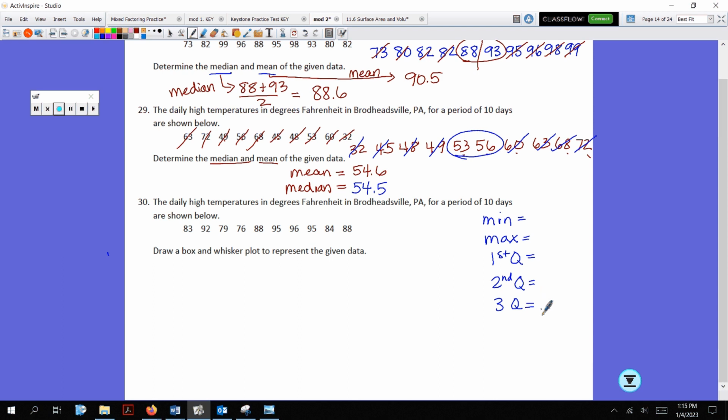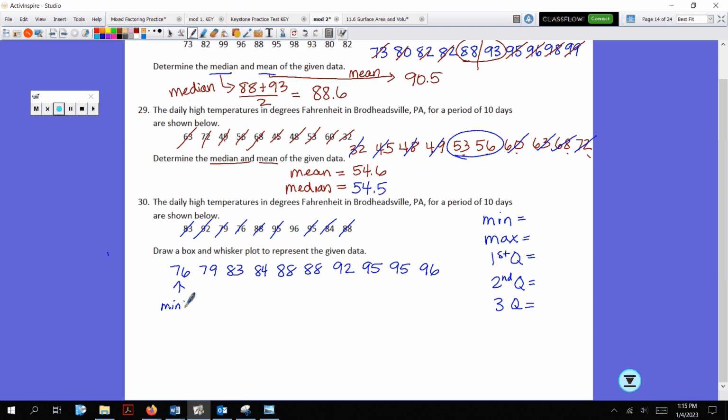But let's reorder these numbers so they're least to greatest. So 76, 79, 83, 84, 88, 88, 92, 95, 95, 96. Let's do a quick count. 1, 2, 3, 4, 5, 6, 7, 8, 9, 10. Okay, there's 10, so we know, well, first off, this is the min.